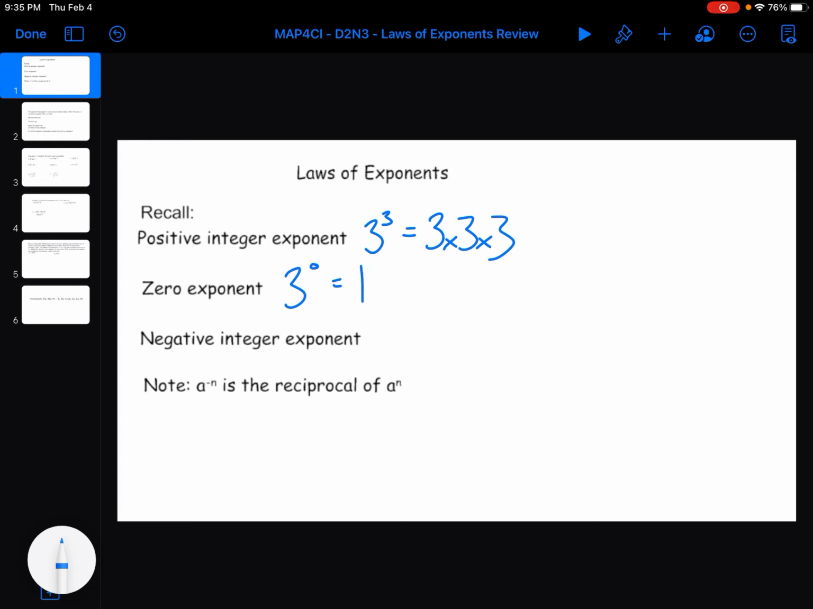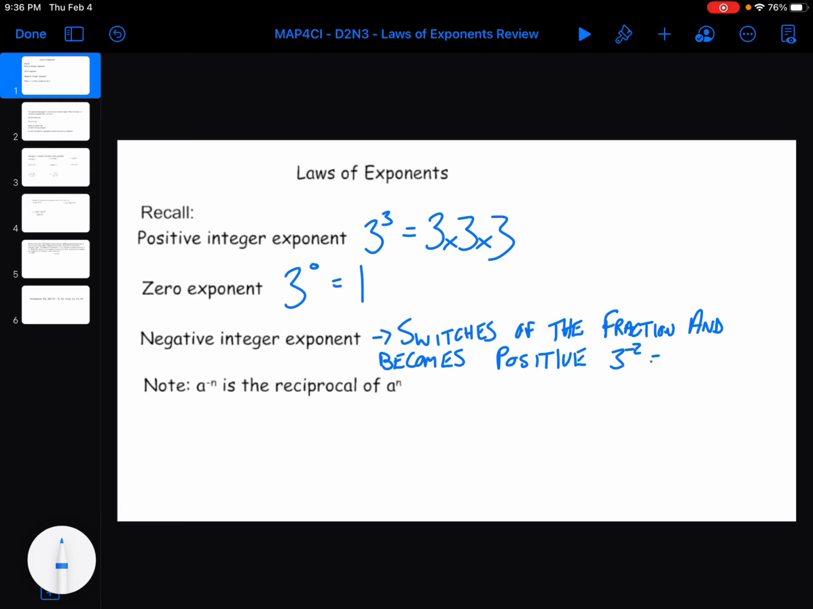No matter what that number is, it could be A, it could be 3, it could be 48 billion, it's always going to be equal to 1. A negative exponent switches the side of the fraction. So if it's on the top, it goes to the bottom. Bottom goes to the top, and then becomes positive. So if we had like 3 to the negative 2, that's equal to 1 over 3 squared. And we did a bunch of examples in the first note for that.